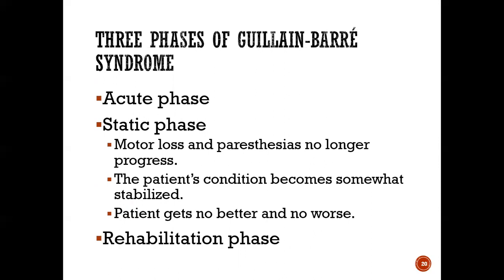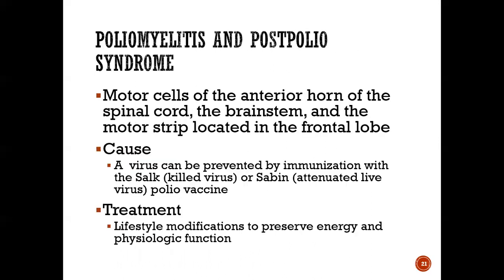There are three big phases of Guillain-Barré syndrome. Acute phase, which is where all of the symptoms come on suddenly and we experience all of these changes. The static phase, where the motor loss and paresthesias no longer are progressing and we're somewhat stable, getting no better or no worse. The peak of Guillain-Barré syndrome can be 14 days. So 14 days of getting worse before we hit the static phase. And then the rehabilitation phase.